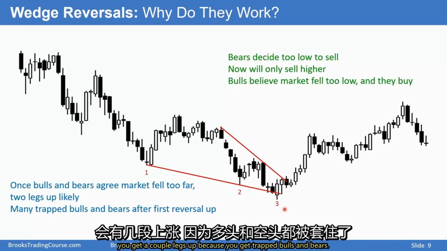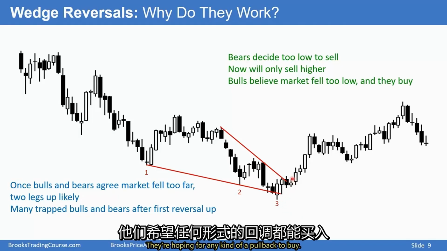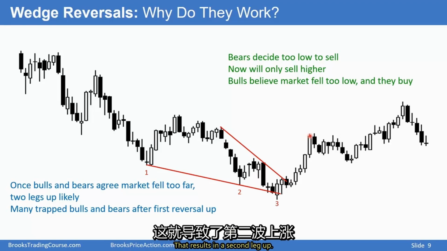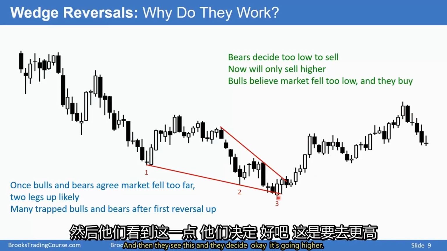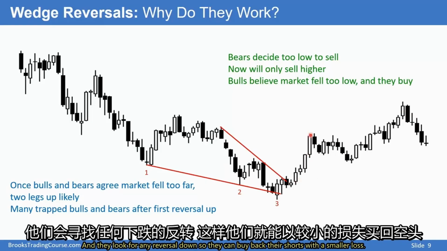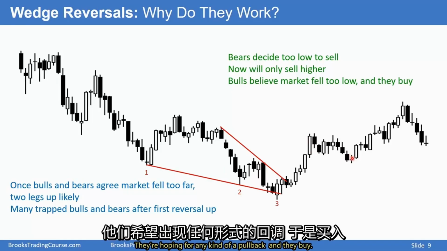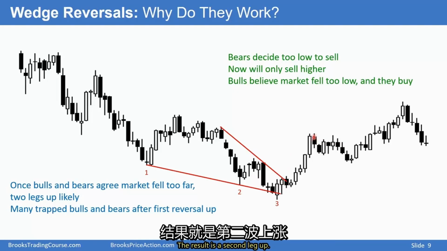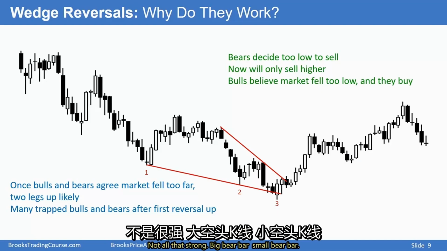Usually, when you get a reversal, you get a couple legs up because you get trapped bulls and bears. You have bulls who did not buy initially. They're trapped out. They're hoping for any kind of a pullback to buy. That results in a second leg up. And you have bears who did not get out on the reversal up, and then they see this and they decide, okay, it's going higher. And they look for any reversal down so they can buy back their shorts with a smaller loss. The result is you have bears trapped into shorts, and they're looking to get out, and they buy. You have bulls trapped out of a long. They're hoping for any kind of a pullback, and they buy. The result is a second leg up.